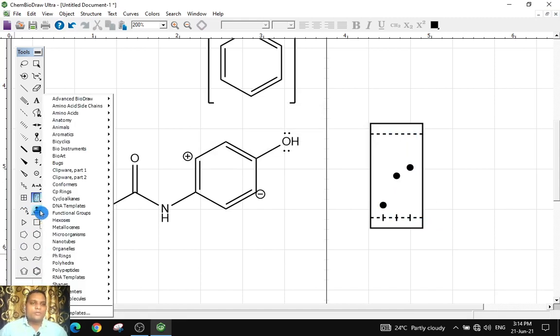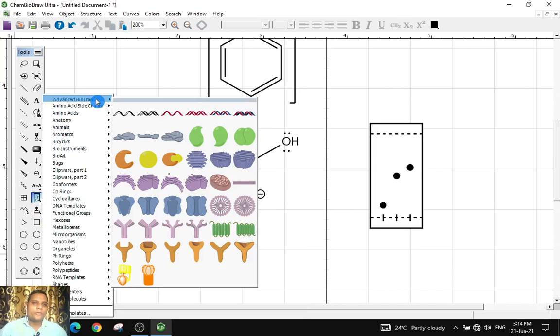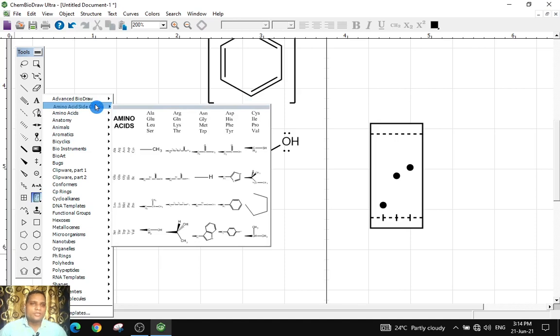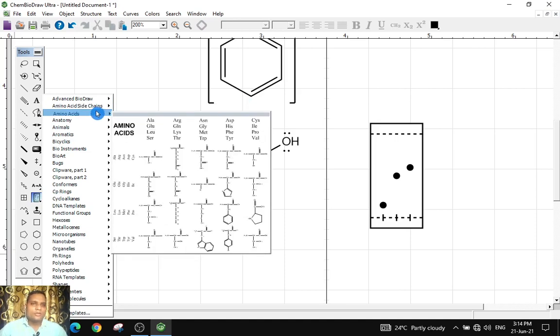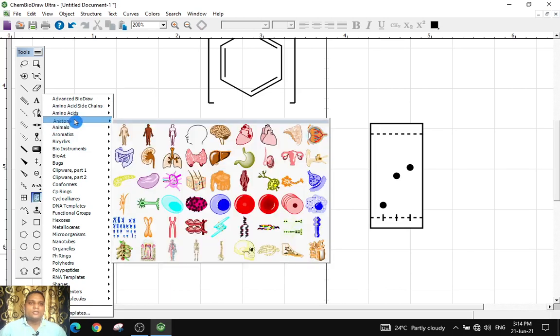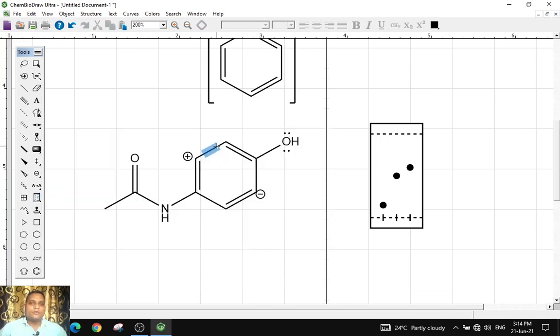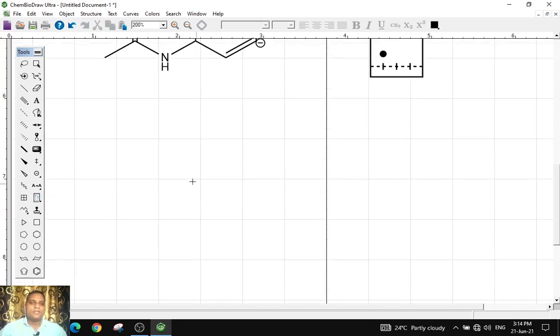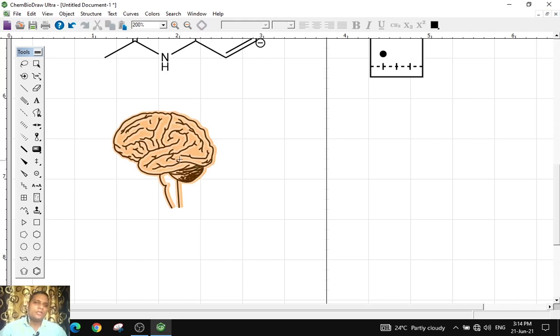Next is the very good tool Arrow, where they have various functions such as BioDraw. You can have biological diagrams there. Amino acids are also there. Amino acid chains are there. Anatomy, you can use the specific anatomical tools, something like the brain. If you want to use the brain for some purpose in your study, you can simply click it. You can see the brain appears there.